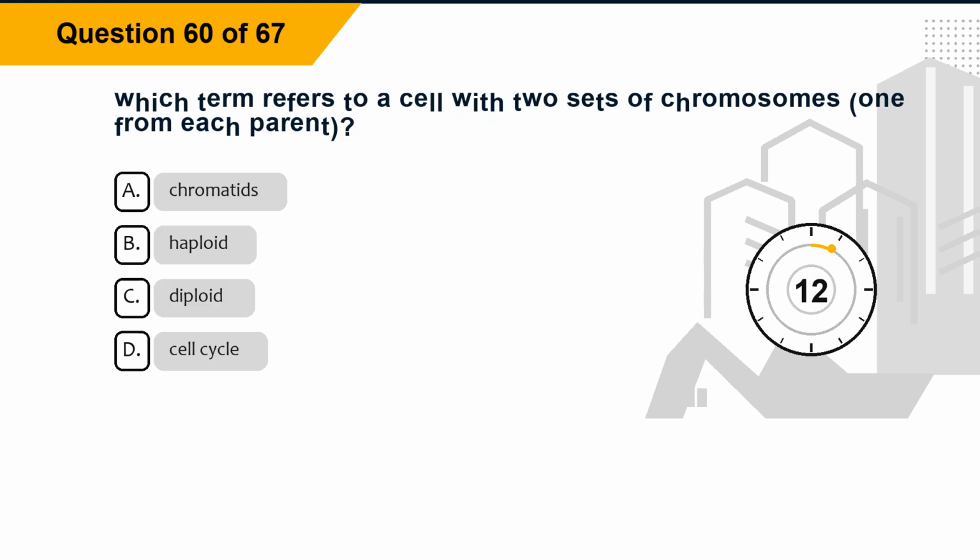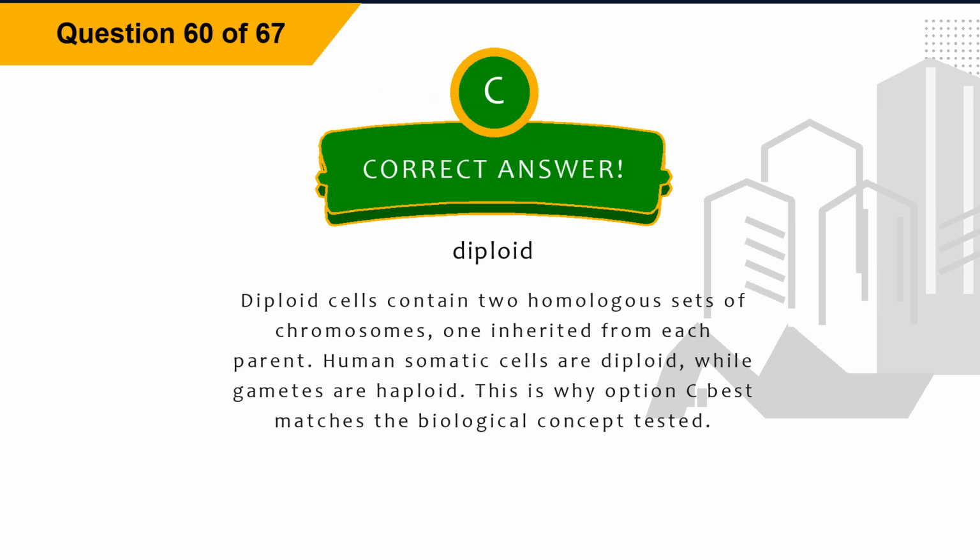Question 60. Which term refers to a cell with two sets of chromosomes, one from each parent? Option A, chromatids. Option B, haploid. Option C, diploid. Option D, cell cycle. The correct answer is option C, diploid. Explanation. Diploid cells contain two homologous sets of chromosomes, one inherited from each parent. Human somatic cells are diploid, while gametes are haploid. This is why option C best matches the biological concept tested.